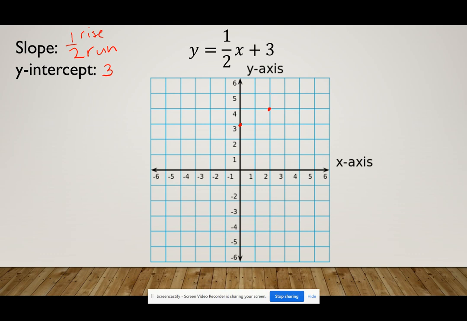I can rise another 1, run to the right, as many times as I need to, so I can form a line between those dots. Now mine's not going to be perfect because I'm trying to draw on my screen, but you kind of get the idea. I can tell right away that this is going to be a positive slope because 1/2 is a positive number. So always graph your y-intercept and then use your slope to move from there.